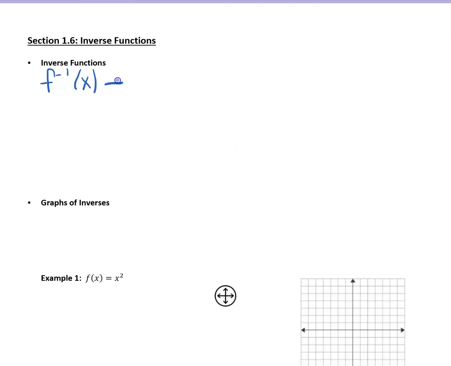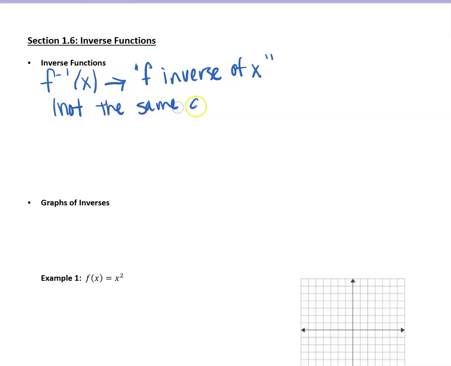And when you see that notation, because in some of the assignments it may just say that notation with no other words, this means f inverse of x. And so this is not the same as reciprocal. So you want to make sure you understand those notations, similar to what we were doing in earlier sections of composition. You got to know what it's asking for.